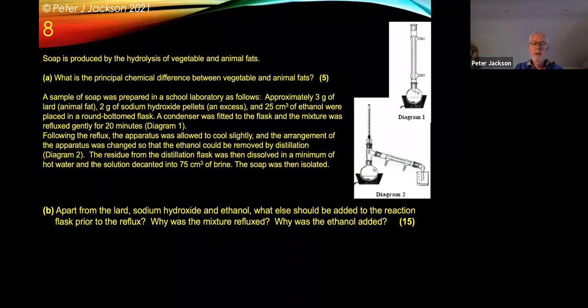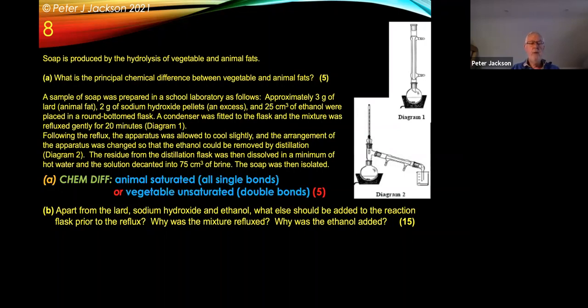All right, here are some questions taken from past papers. Soap is produced by the hydrolysis of vegetable and animal fats. A, what is the principal chemical difference between vegetable and animal fats? Well, let's give you the answer to that. The chemical difference is animal fats are saturated, all single bonds, or you can say vegetable fats are unsaturated or contain double bonds. 5 marks for that.